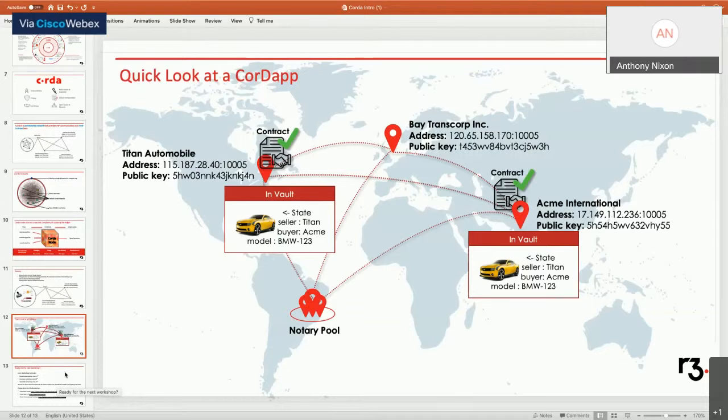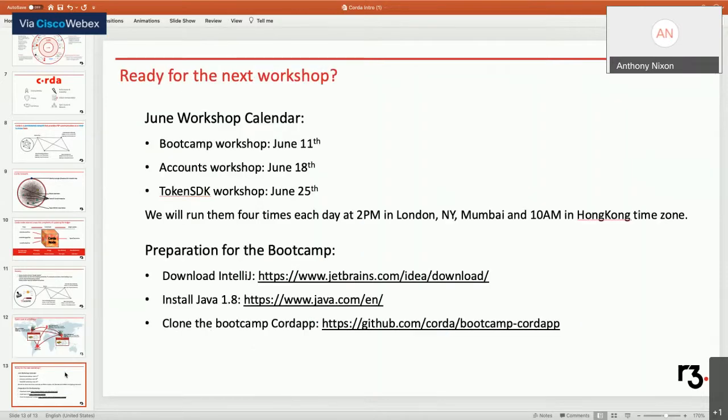So Irina will explain where to go from here and how you can get further into this. So yeah, we're preparing next workshops, which will be a bootcamp workshop next Thursday, and then accounts and tokens workshops. So please join us for the next bootcamps.